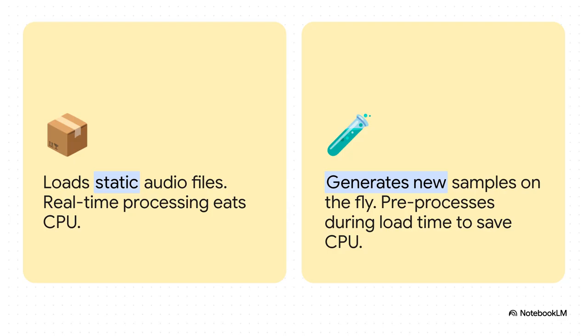Okay, so think about a normal sampler, right? You load an audio file. That's it. It's a static thing. Any effects you add happen in real time, which eats up your CPU. Crescendo's approach, using this command called render, is totally different. It's a preprocessor. It actually generates brand new samples on the fly when the instrument loads.